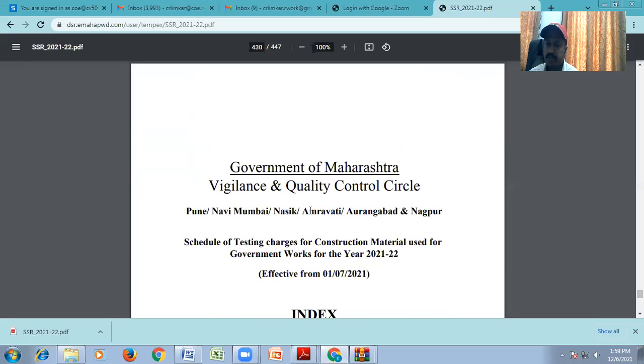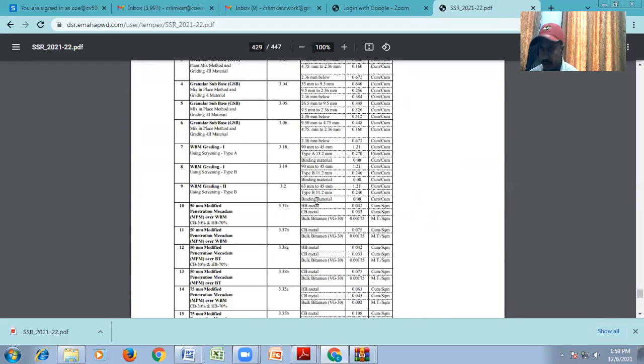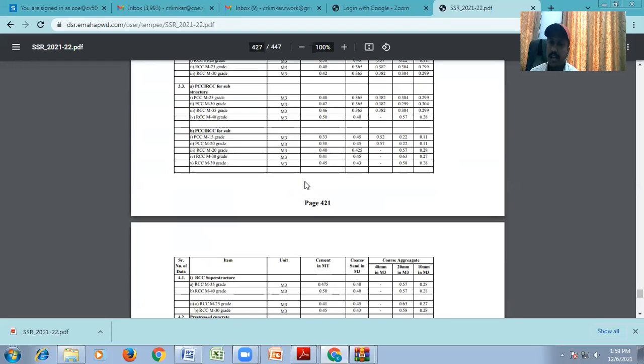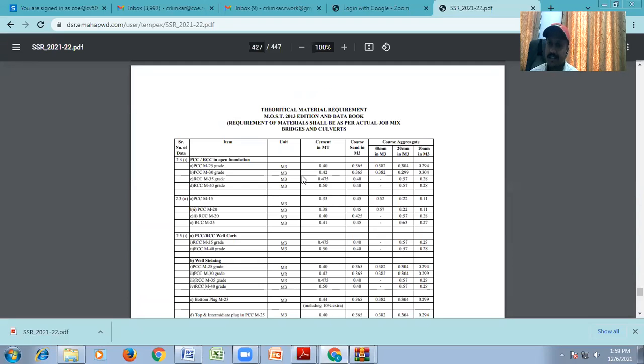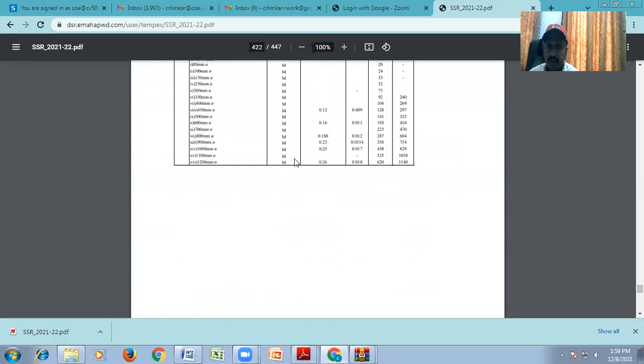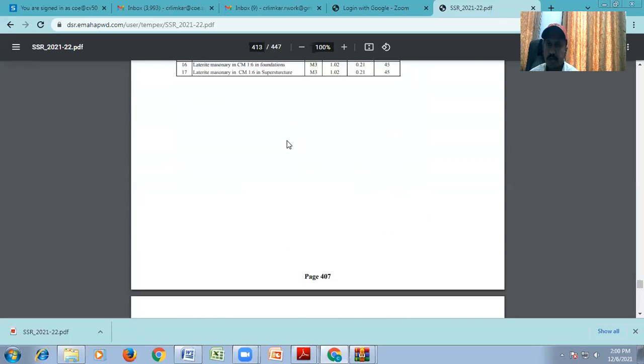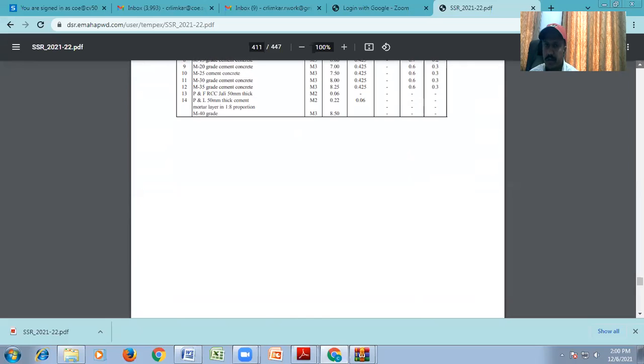Regions, you can see Pune, Navi Mumbai, Nashik, Amravati, Aurangabad, and Nagpur. Previously, you had separate DSRs. Now it is combined for the whole of Maharashtra. See the title that they have given: Schedule of testing charges for the construction materials used for government works for the year 21-22. So if somebody is charging more than this SSR, please remind them that as per the SSR, these are the charges. We are interested in market survey, and I'm going to take that part. I think we have discussed this part also in our technical sessions, but still a revision for you.